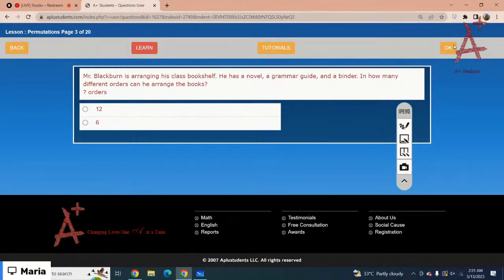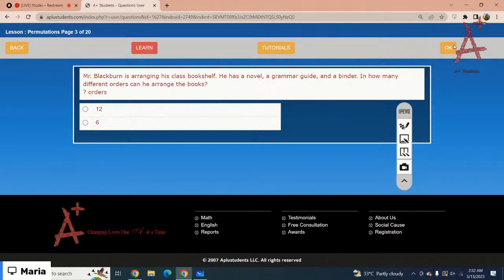You have novel, grammar guide, and binder. Three options. You need to calculate 3 factorial. So, 3 factorial equals. Yes, it would be 12. 3 factorial equals 12.